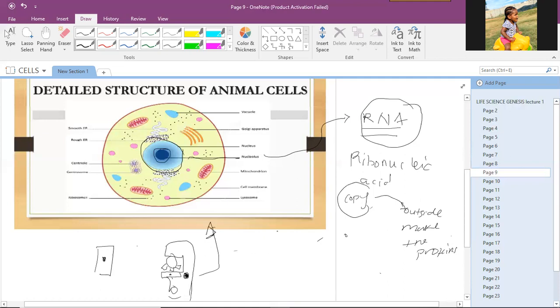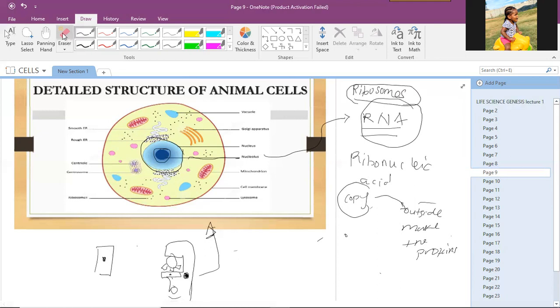So the DNA is found in the nucleus. It's very, very important. It shouldn't be harmed. So the nucleolus is going to make RNA. Then this RNA is going to go outside the cell to start making all these other structures. The other function of the nucleolus is that this is where ribosomes are made. So these structures known as ribosomes are made in the nucleolus.